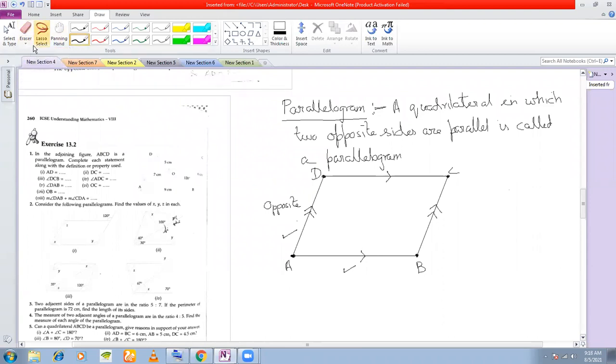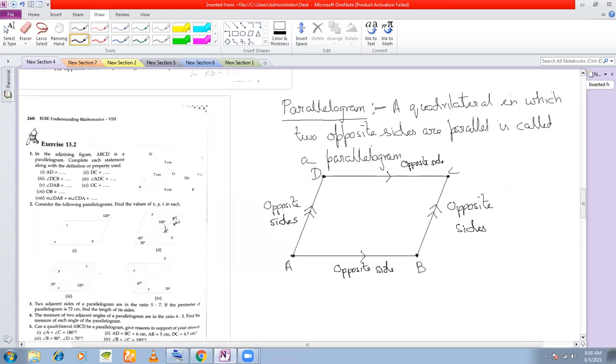So these two are your opposite sides, because these two are non-adjacent, therefore these two are opposite. This is also an opposite side. Okay.